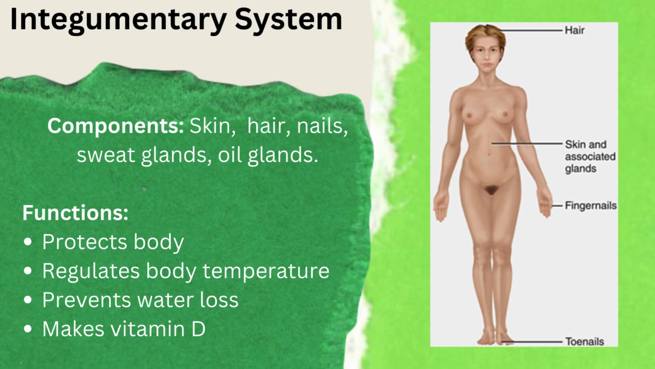The first body system is the integumentary system. It is made up of skin, hair, nails, sweat glands, and oil glands. It functions to protect the body, regulate body temperature through sweating, prevent water loss, and it helps to make vitamin D. So when we go out in the sunshine, our skin is able to make vitamin D that can be used by our body.